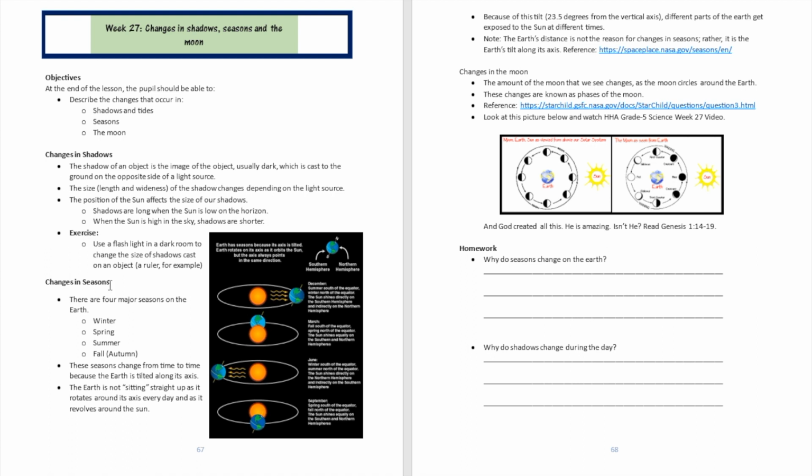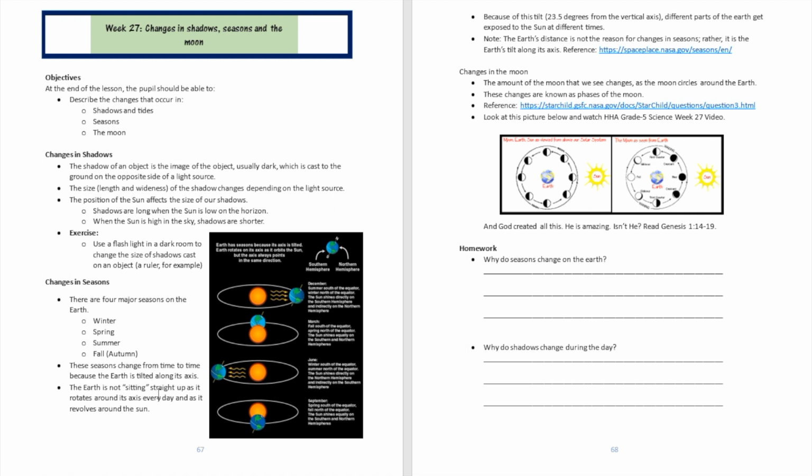Well, that understanding is going to tell us a couple of things about changes in seasons. But firstly, what are the 4 major seasons on Earth? There are 4 major seasons on Earth: the winter, the spring, the summer, and the fall, or what some people call the autumn. Now, these seasons change from time to time because the Earth is tilted along its axis.